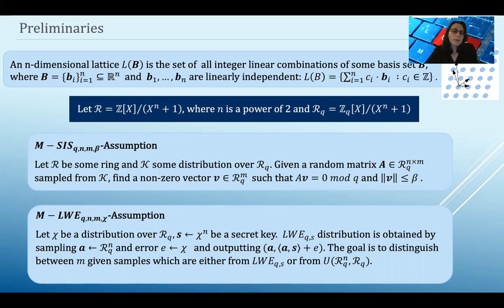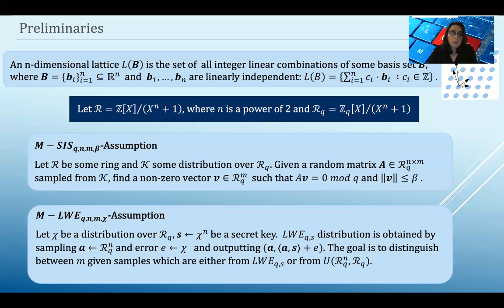So let R be a polynomial ring and K some distribution over this ring. Then given a random matrix A of dimension n times m, sampled from the distribution K, the problem is to find a non-zero vector V of dimension m such that the matrix-vector product is equal to 0 modulo Q, and the Euclidean length of this vector is smaller than beta.